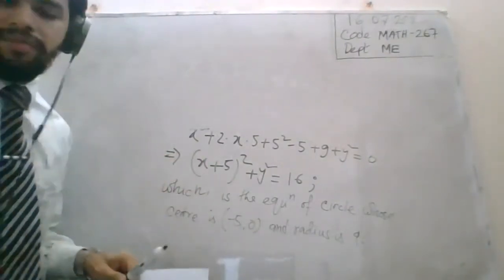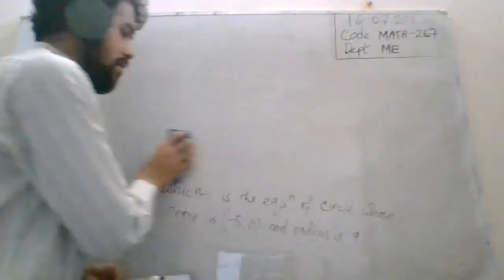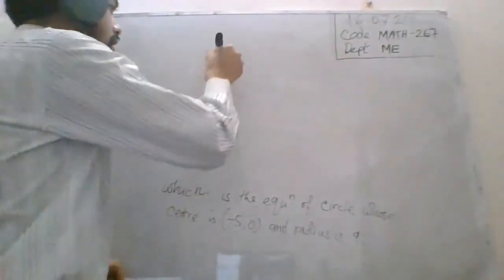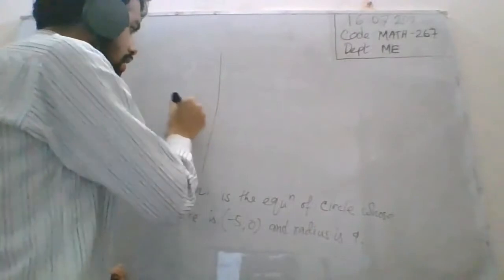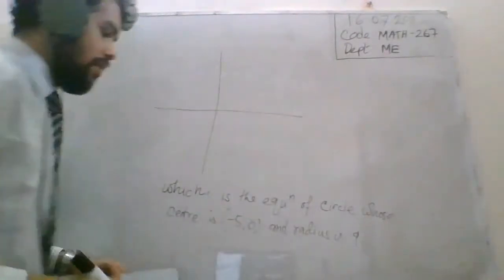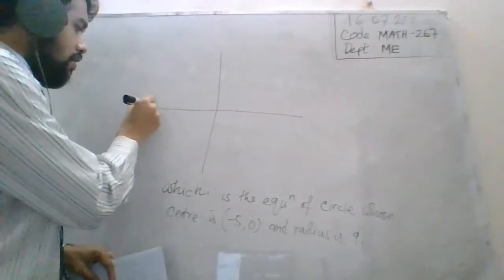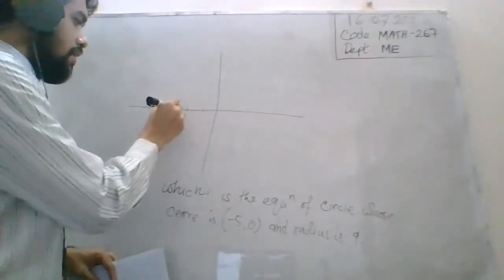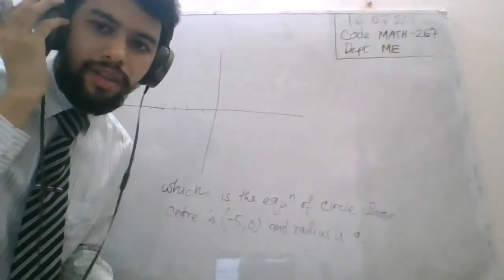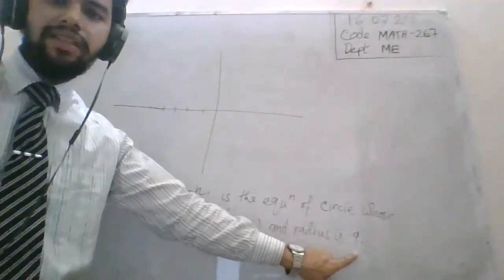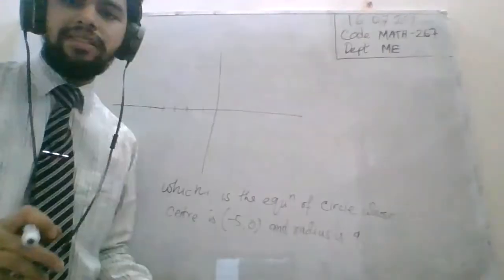Okay, so if I draw the figure, for (-5, 0) here 1, 2, 3, 4. Sir, did you get the radius 4 from the 16? Yes, this is the radius. So this is the radius for 16.